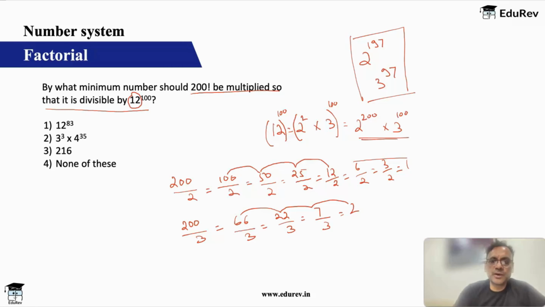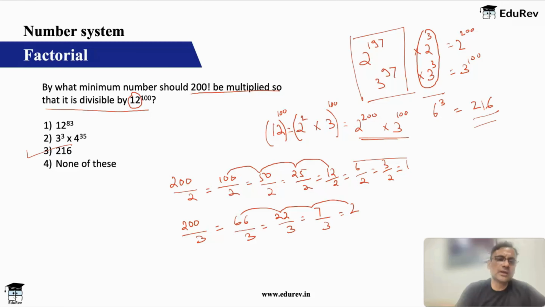What I have is 2 to the power 197. That means I'll have to multiply it with 2 to the power 3 so that it becomes 2 to the power 200, and 3 to the power 3 so that it becomes 3 to the power 100. That is what I need. So I'll have to multiply with 2 to the power 3 into 3 to the power 3, which means 6 to the power 3, which means 216. Hence my answer is going to be 216 for this question.